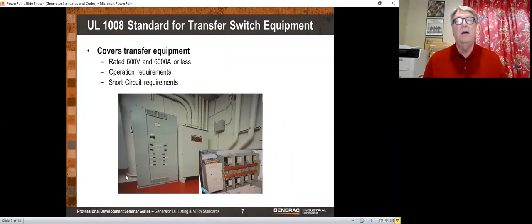UL 1008 covers transfer switch equipment, but not all transfer switch equipment. It only covers transfer switches rated up to 600 volts. If it's higher than 600 volts, it is a different standard, and up to 6,000 amps.